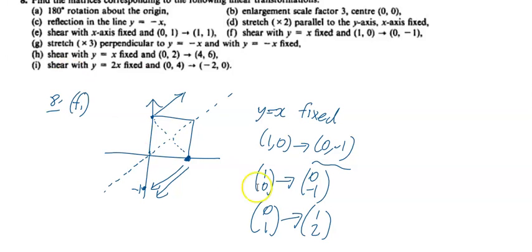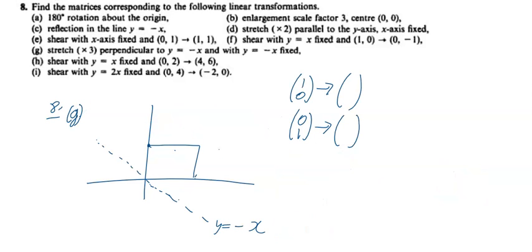So to get our answer for our matrix, just push this column and this column together. So my answer is going to be equal to (0, -1, 1, 2). And that's that one done.